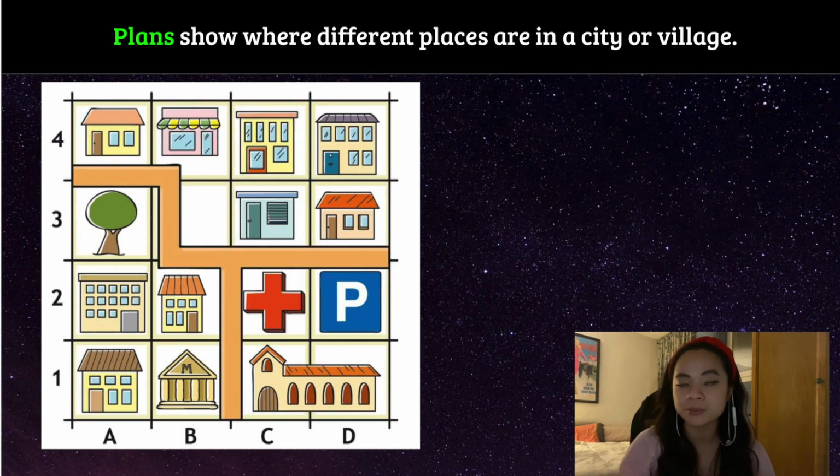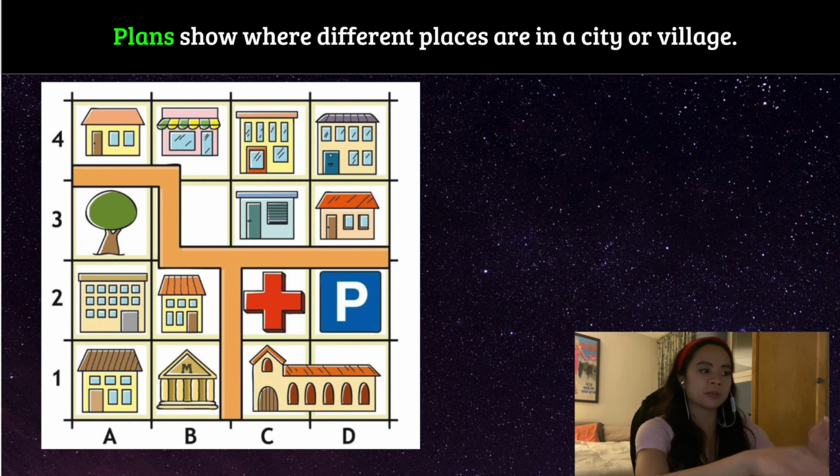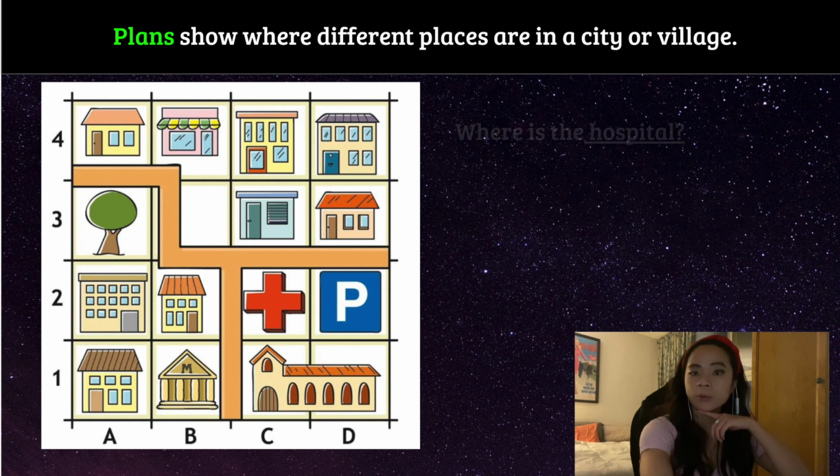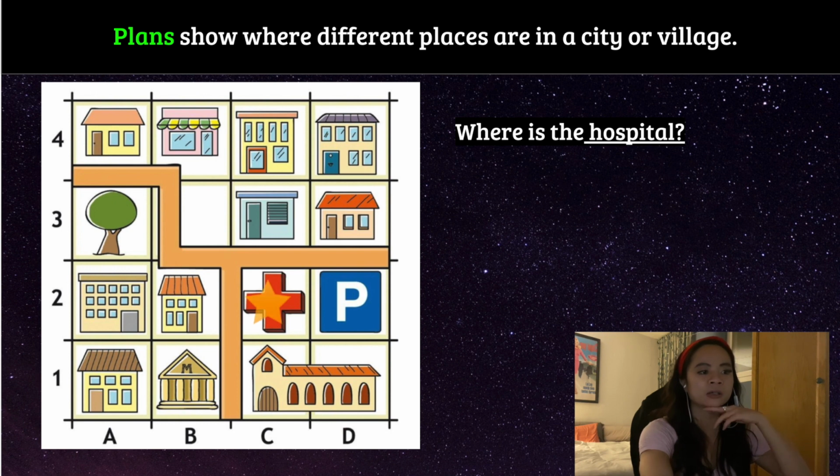Whew, all right, so time to look at plans. So plans are a little bit different from maps. Plans are like little maps that show you different places in a city, a village, a library, a school. So this is how you read a plan. Look at the following plan on the screen. Where is the hospital? First, you have to find it. It's right there. So, how do you read a plan?